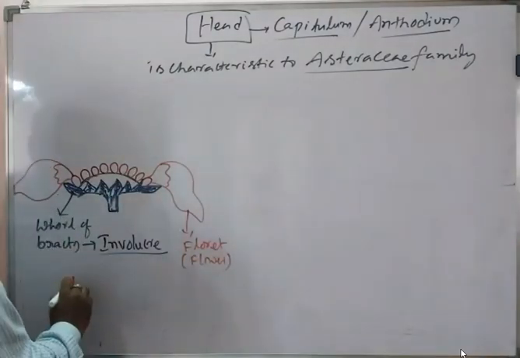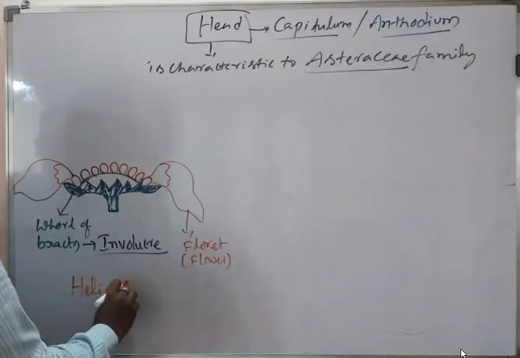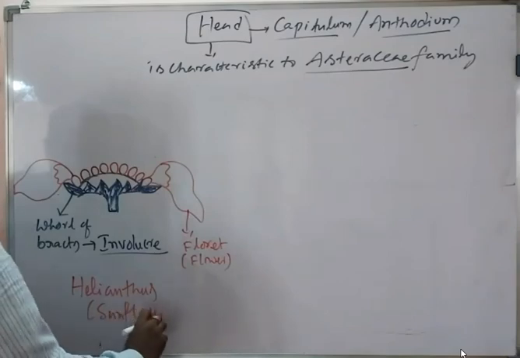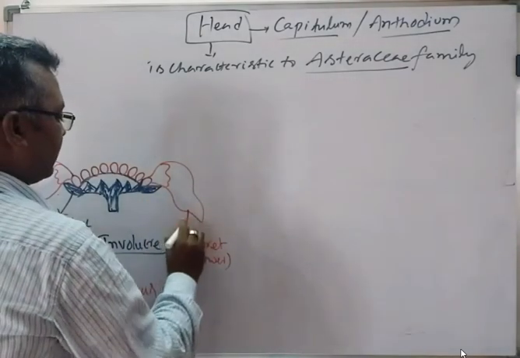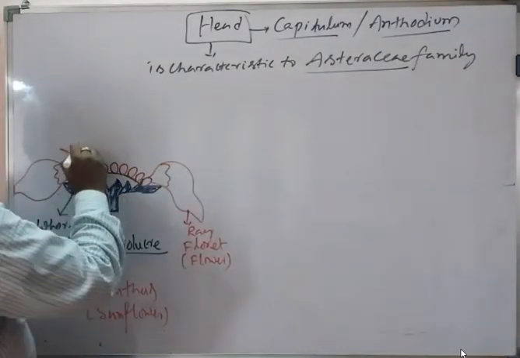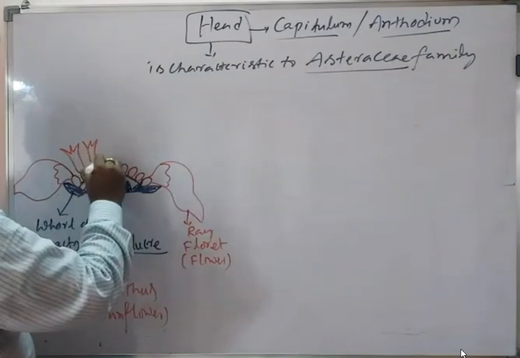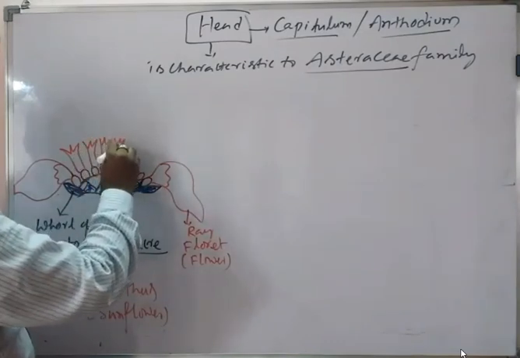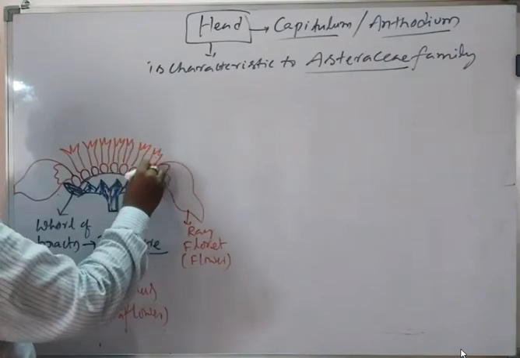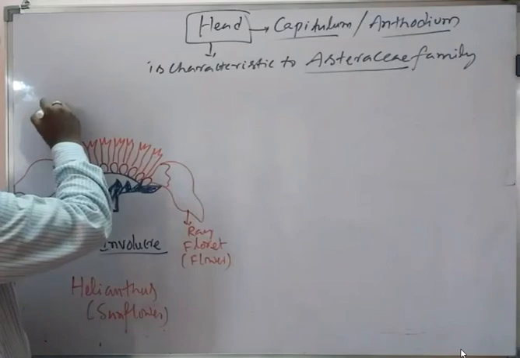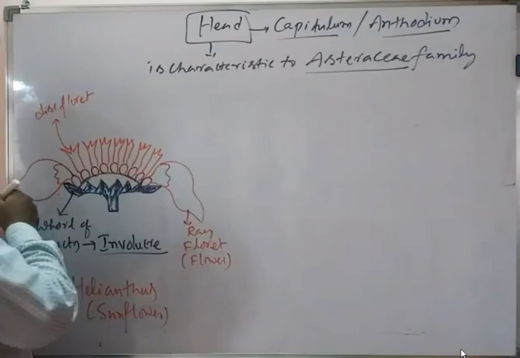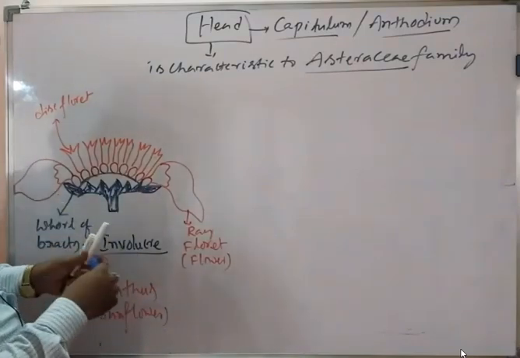I am drawing the diagram of Helianthus. Helianthus means sunflower. In sunflower, this is called a ray floret. I will tell you what ray floret and disc floret are in the next step. And these are disc florets. Disc floret. Opening of flowers takes place from periphery to center.